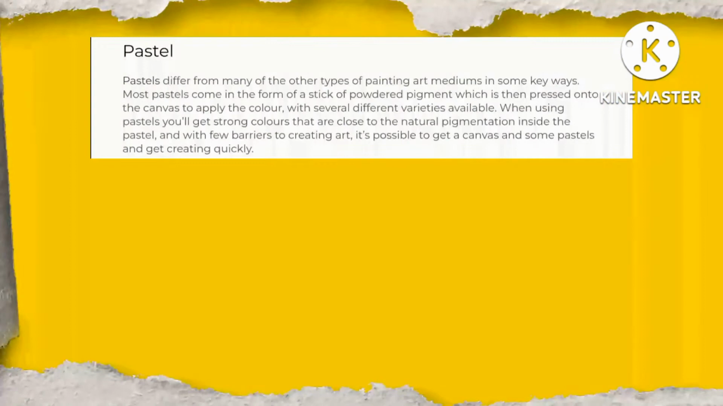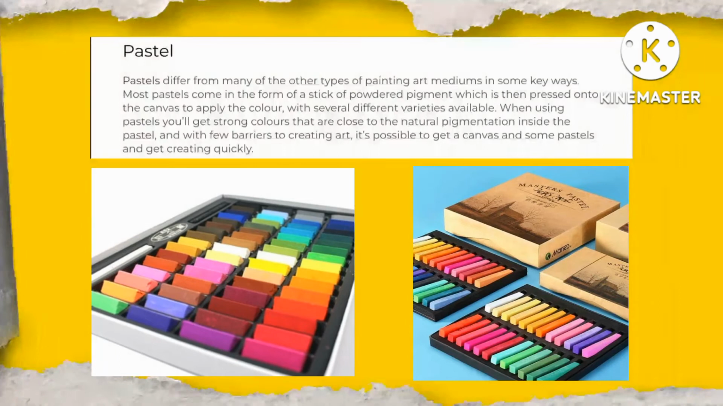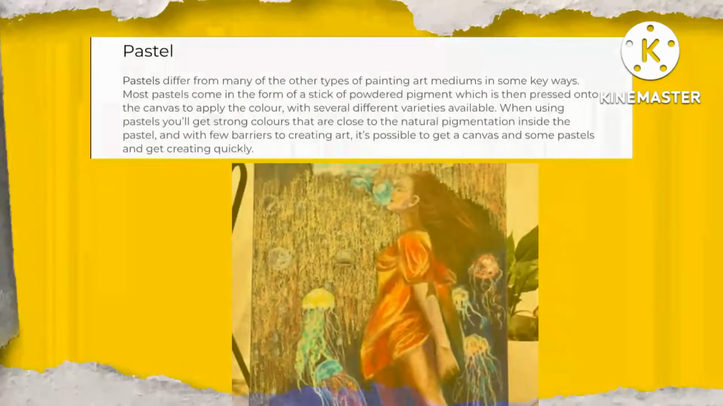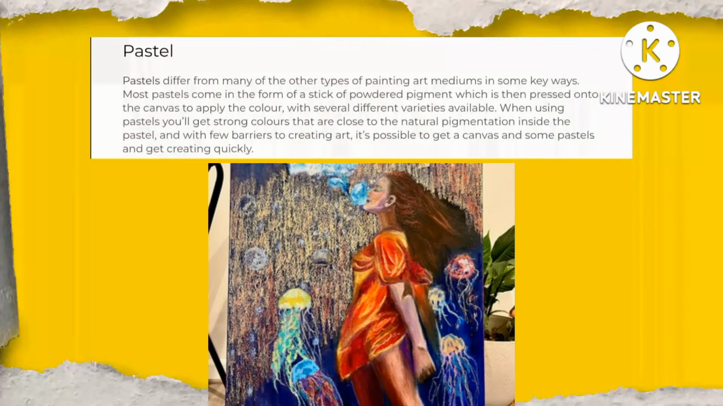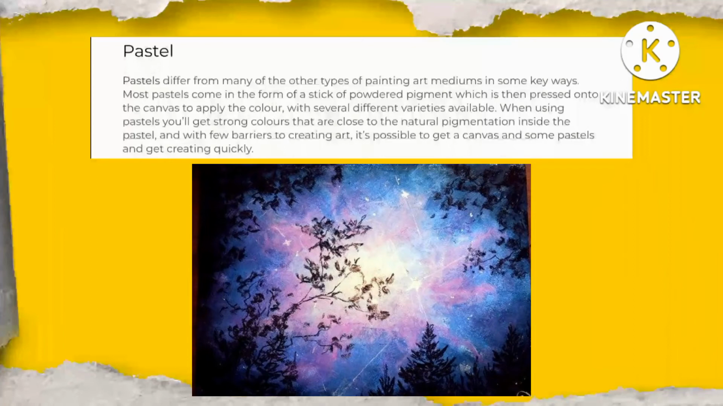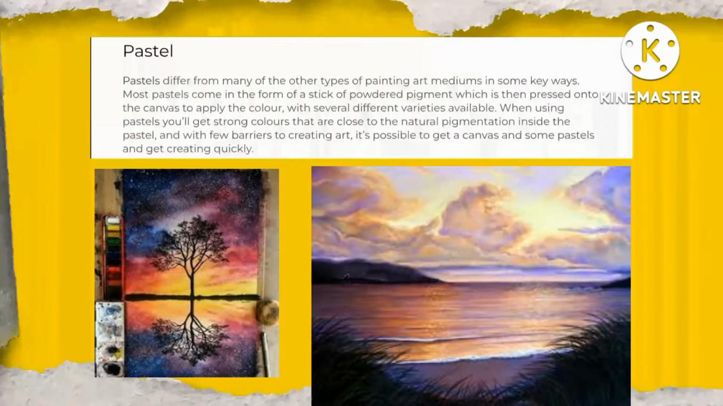Pastel. Pastels differ from many of the other types of painting art mediums in some key ways. Most pastels come in the form of a stick or powder pigment, which is pressed onto the canvas to apply the color, with several different varieties available. When using pastels, you get strong colors that are close to the natural pigmentations inside the pastel and with few barriers to creating art. It's possible to get a canvas and some pastels and get creating quickly.